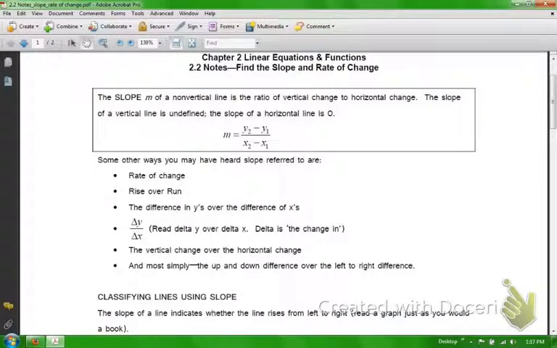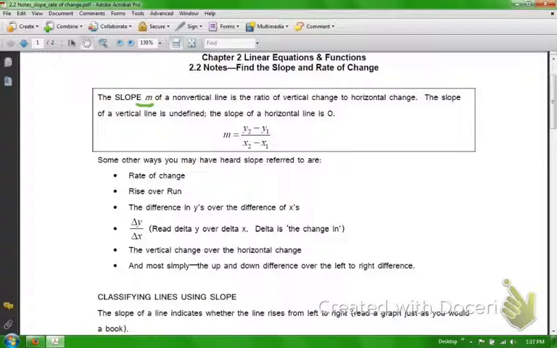Today's lesson is over slope and rate of change. The slope, usually represented by m, of a non-vertical line is the ratio of a vertical change to a horizontal change. You covered this fairly extensively in Algebra 1, but it's very important and it's a concept that there's still a lot of confusion on. So today I'm going to hopefully clear some of that up.